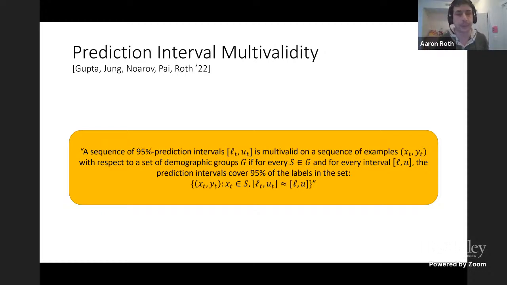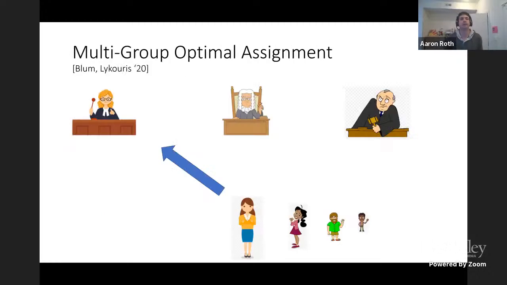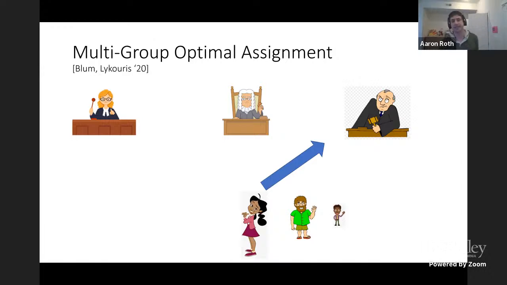I think it's an interesting problem. Here's another problem, one studied by Blum and Lykouris a couple of years ago that I'll call multi-group optimal assignment. Imagine I've got a sequence of people who are coming in, and I need to assign them to a judge who's going to make some impactful decision about them. So I've got this line of people. The first one walks in. I say, you're assigned to the first judge. And the second one walks in. I say, you're assigned to the second judge.